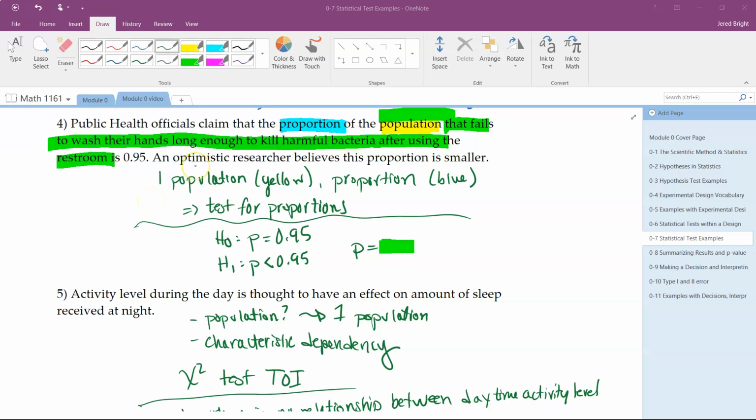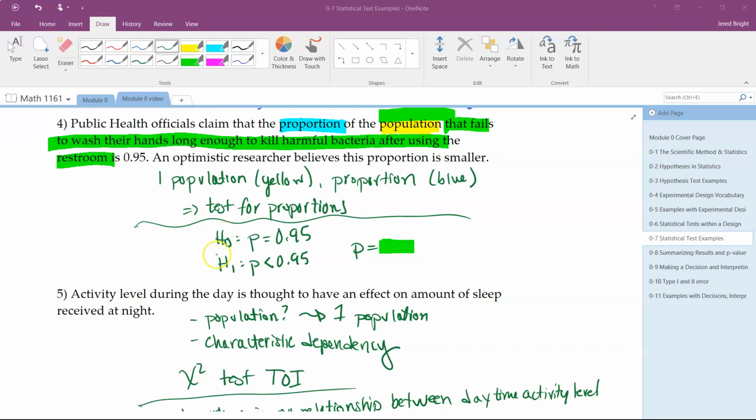This one is a little confusing, only that it says there is a population. It doesn't specify what the population is, but we notice that there is one population, and the quantity of interest is a proportion, right? Because it's talking about a proportion of people that don't wash their hands long enough to kill bacteria. And that's scary. But since we're looking at one population and a proportion in that population, we're doing a test for proportions.